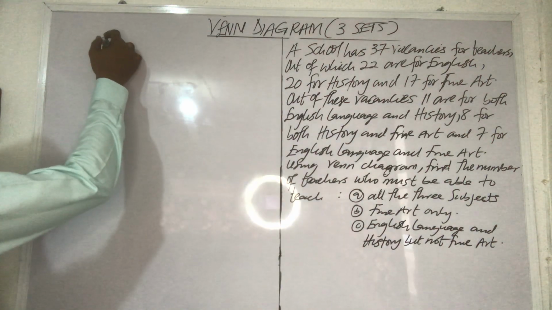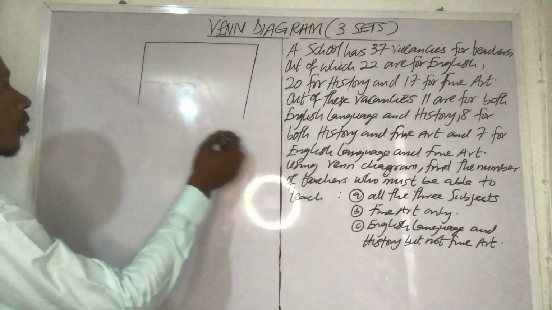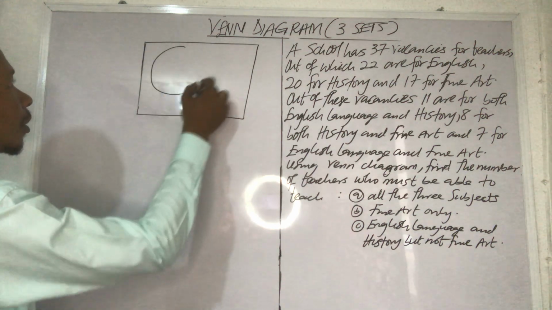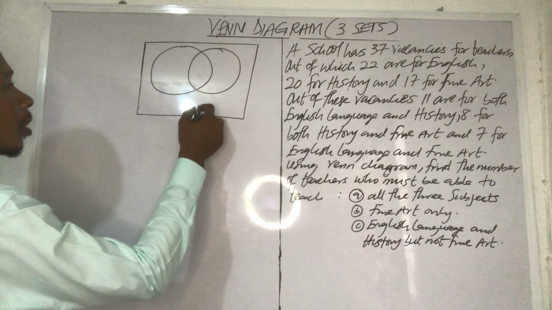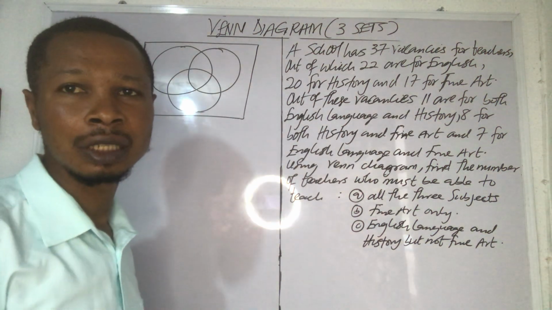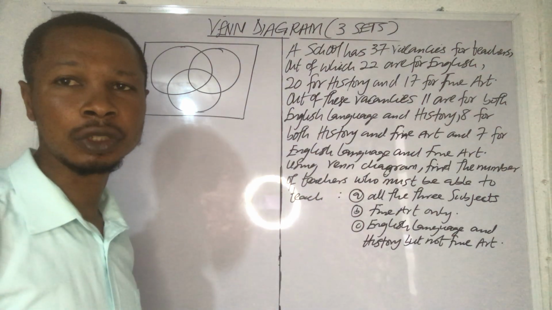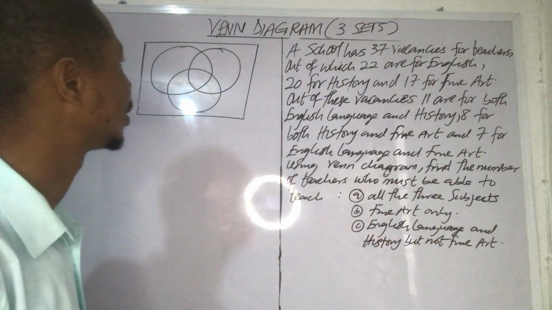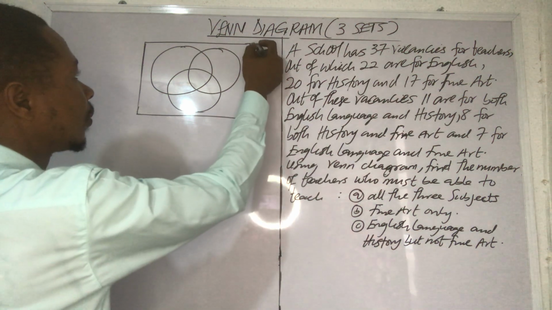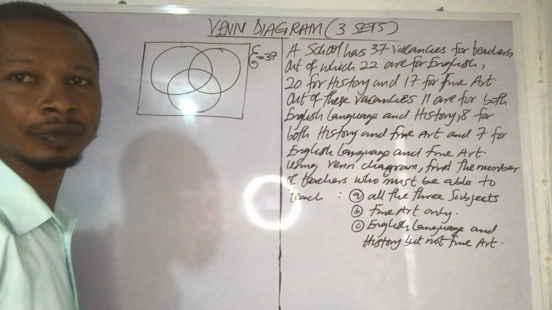You have the first set, the second, and the third. Now, a school has 37 vacancies for teachers. That's all the things they are talking about. All the vacancies revolve around 37 positions. That means that's our universal set. Then in that case, our universal set will be 37.